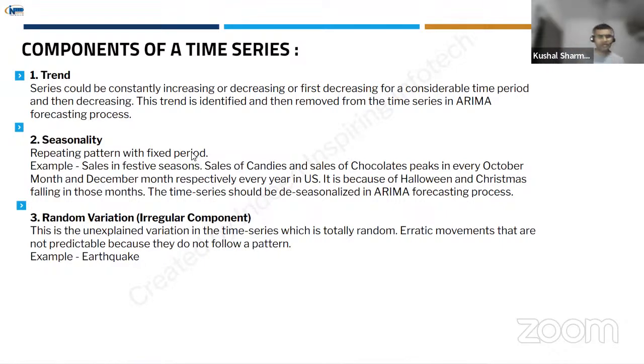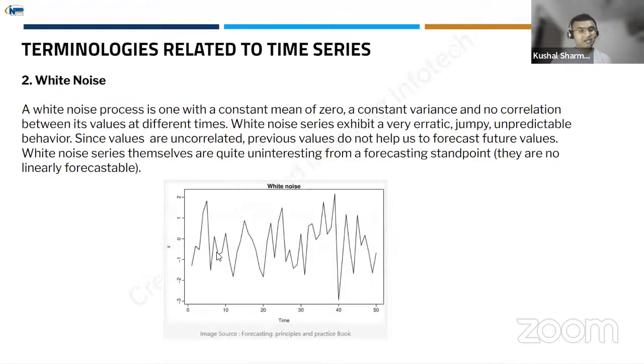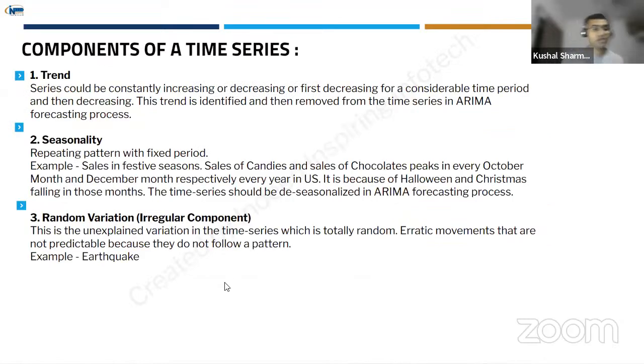The next one we have is random variation. Random variation is the irregular component. So this is unexplained variation in the time series, which is totally random. Trend and seasonality, if you look at the time series, you are able to understand. But random variation, in this particular diagram, I'm not able to understand whether it is increasing or decreasing, what the pattern is over here. I'm not able to understand that pattern. So I will say that this is purely random.